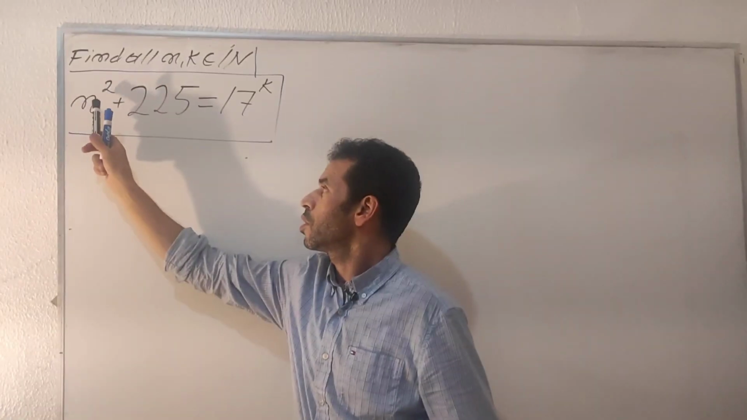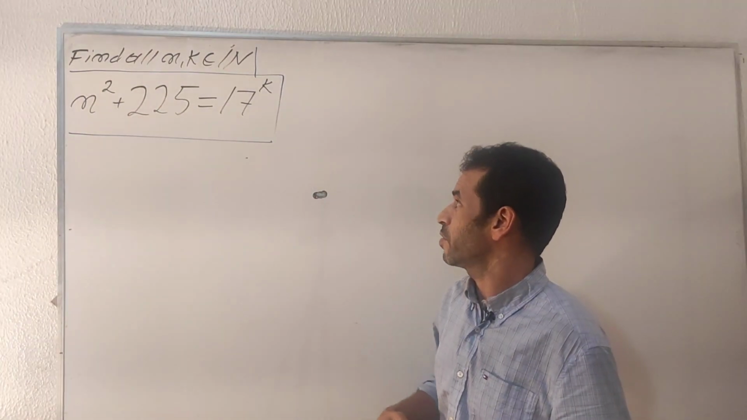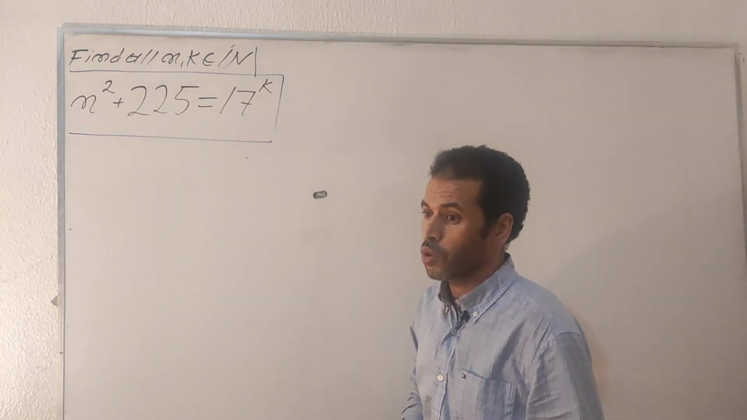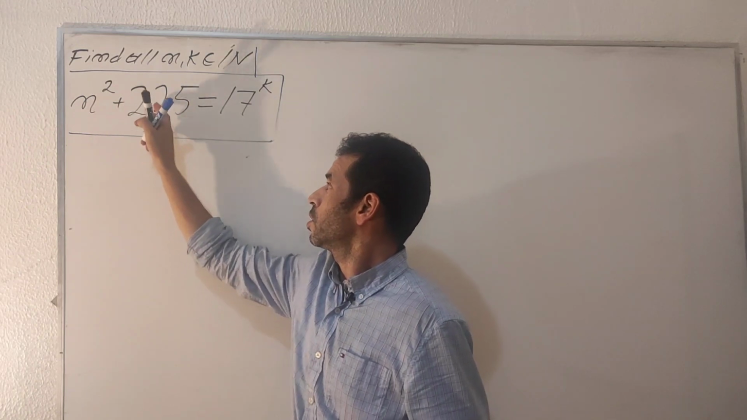Okay? We get a whole number squared on the left hand side of this equation, and we get a power of 17 on the right hand side of this equation. So there is a kind of relationship between this power and this square.